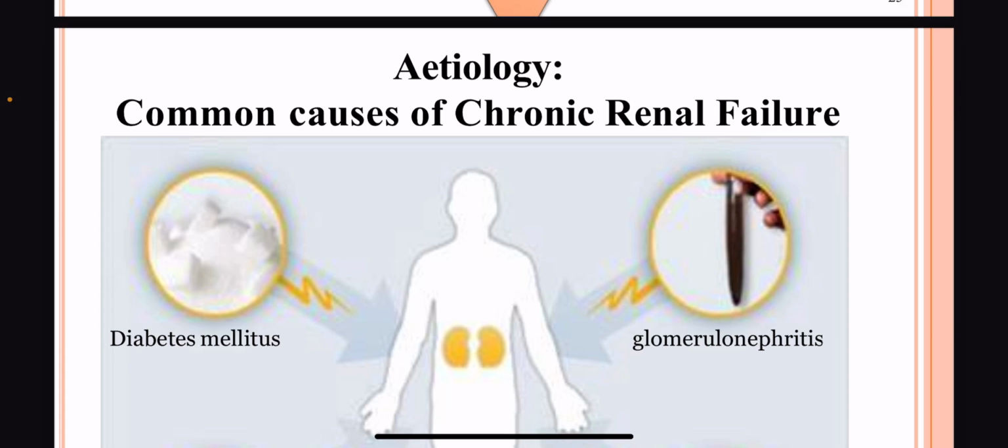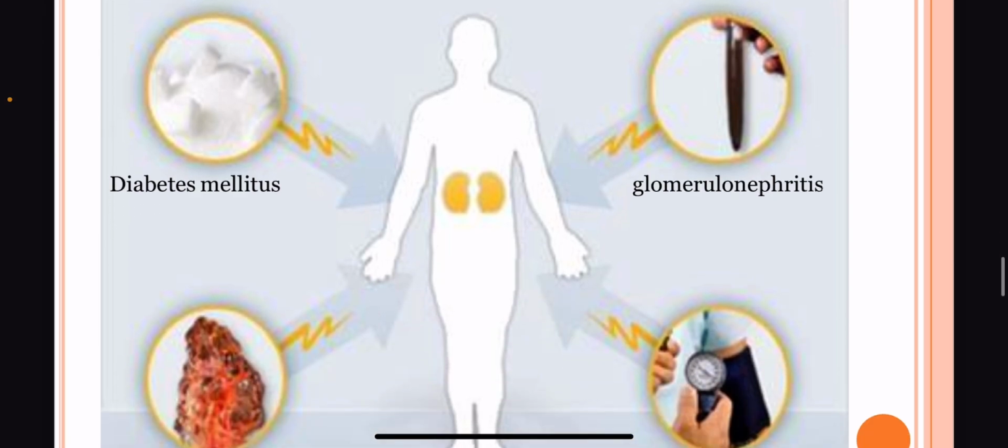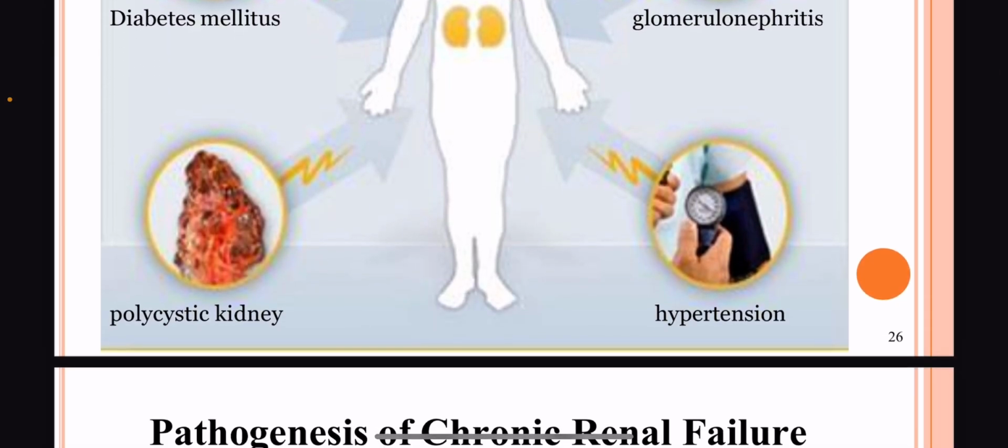First is diabetes mellitus. A person who is suffering from diabetes has a very high chance of suffering from chronic renal failure. Then glomerular nephritis, which is associated with disturbance of the nephrons. Then polycystic kidney and hypertension. A person with hypertension along with polycystic kidney is very likely to have renal failure.